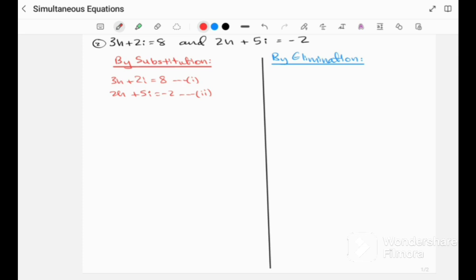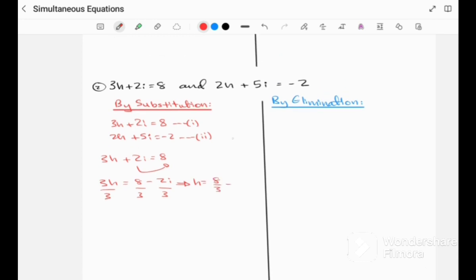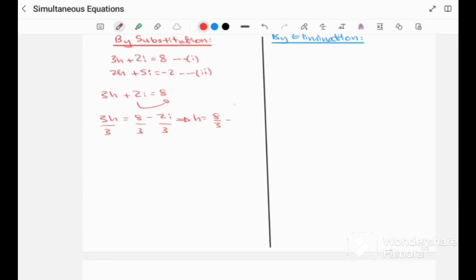Let's go ahead and use the first equation, and we're going to isolate h. So we have 3h plus 2i is equal to 8. We'll move 2i to this side. And we're left with 3h is equal to 8 minus 2i. And let's go ahead and divide both sides by 3. So that we're left with h is equal to 8 over 3 minus 2 over 3i.